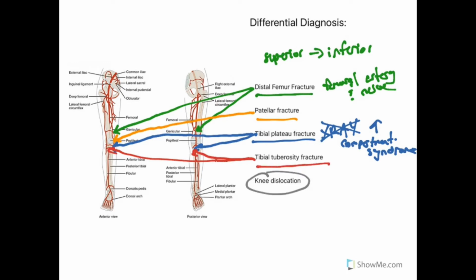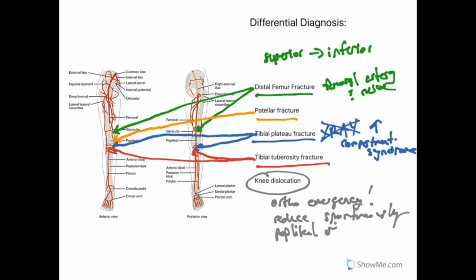Something else to always consider in traumatic knee pain is a knee dislocation. These are orthopedic emergencies. Oftentimes, they reduce spontaneously prior to seeing the patient in the emergency room, so you have to have a high suspicion. They're associated with popliteal artery injuries, as well as peroneal nerve injuries.